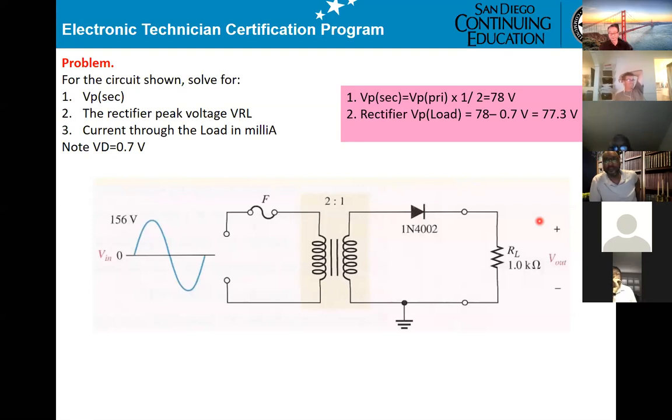So Mr. Pham, the current is 77.3 divided by the 1K, is that correct? I don't know, just tell me the answer. No. Yes, you're talking current. That's the voltage. We're dealing with voltage. 77.3 milliamp. Exactly, there you go. 77.3 milliamp. Divide the voltage by 1K.